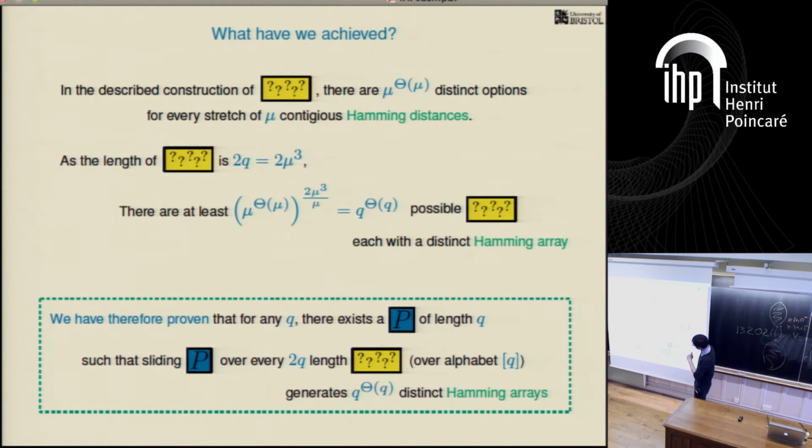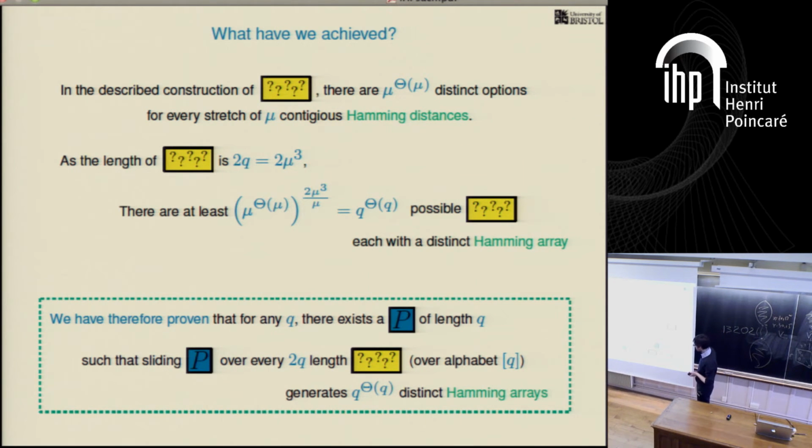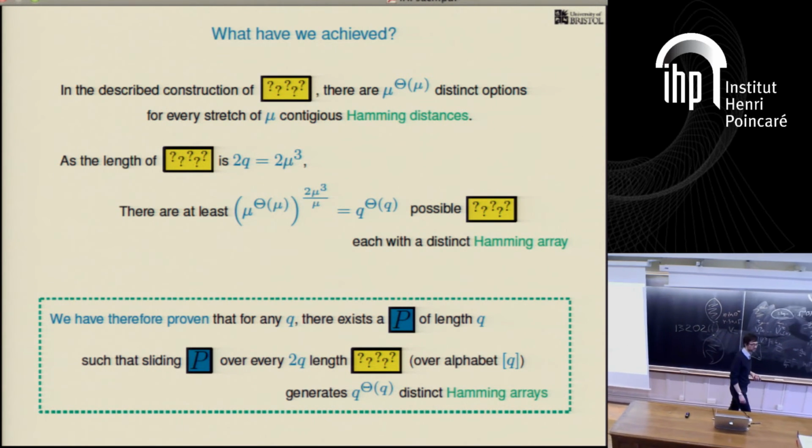Okay, so now I'm just going to come up for air, as it were. I'm going to work backwards through the stack and plug everything back in so we can see where it came from. So what we've proven is that for any q, there is some pattern of length q such that if you slide this thing over all 2q-length blocks, I get a huge number, q to the q, distinct Hamming arrays.